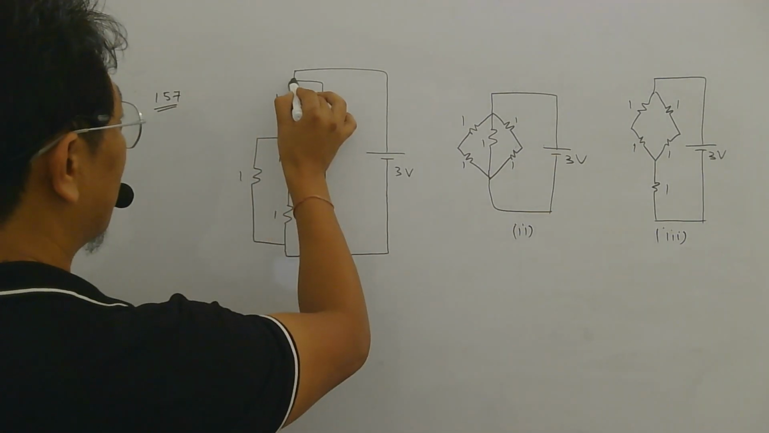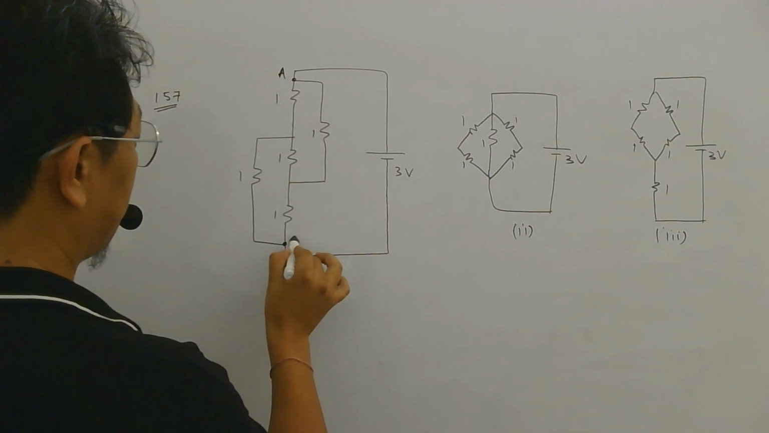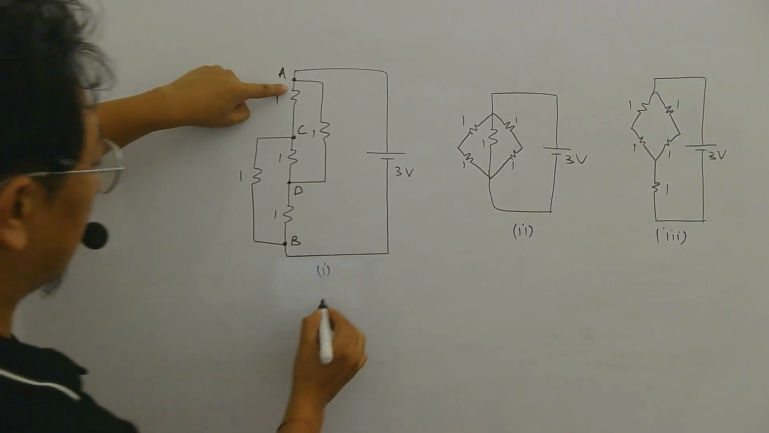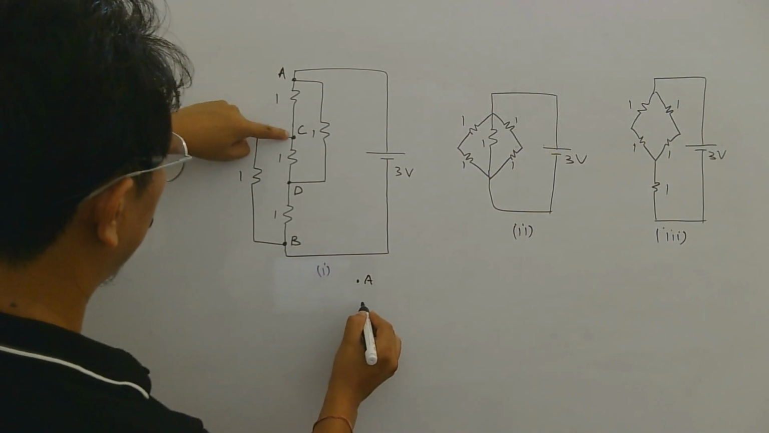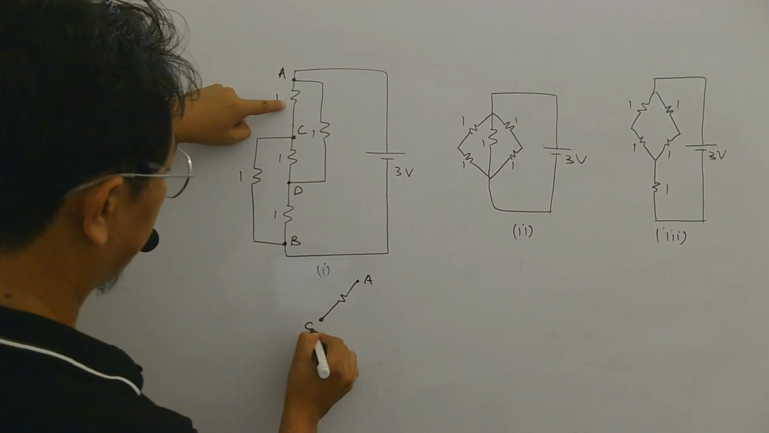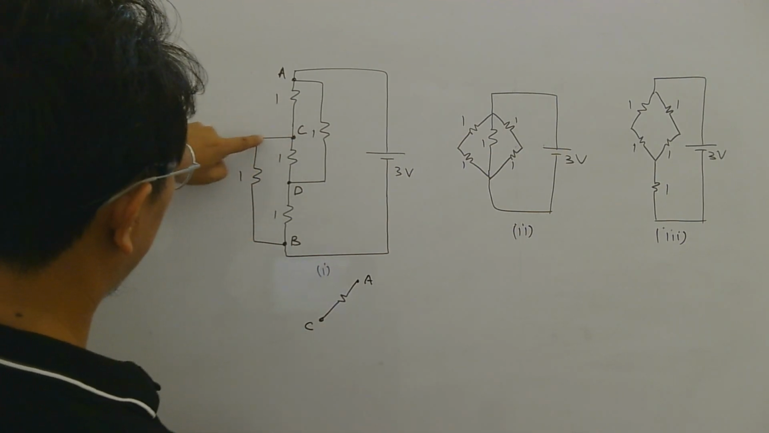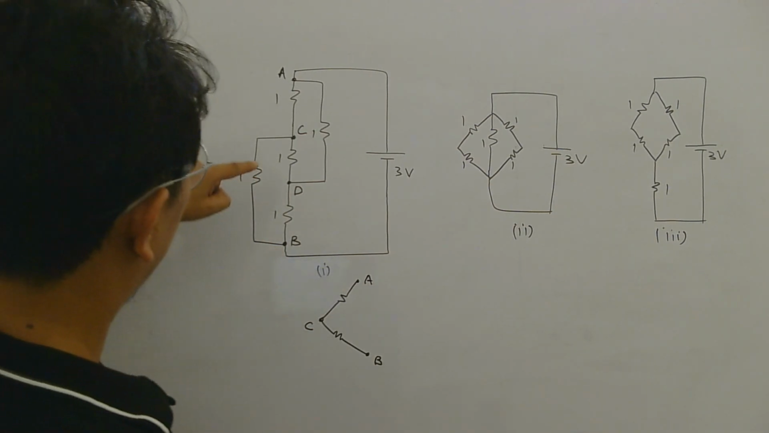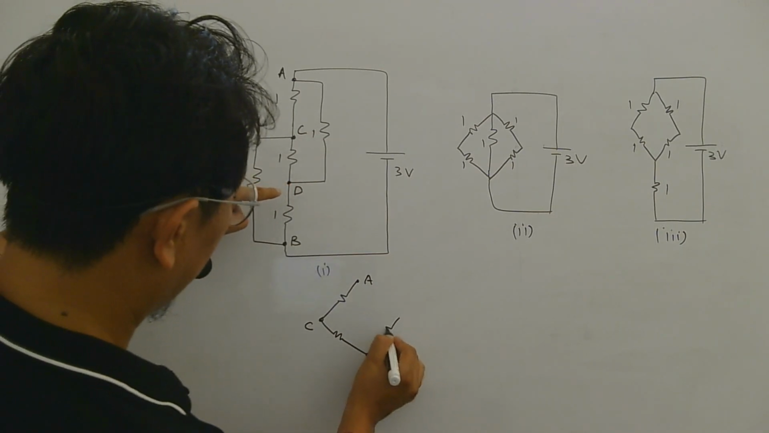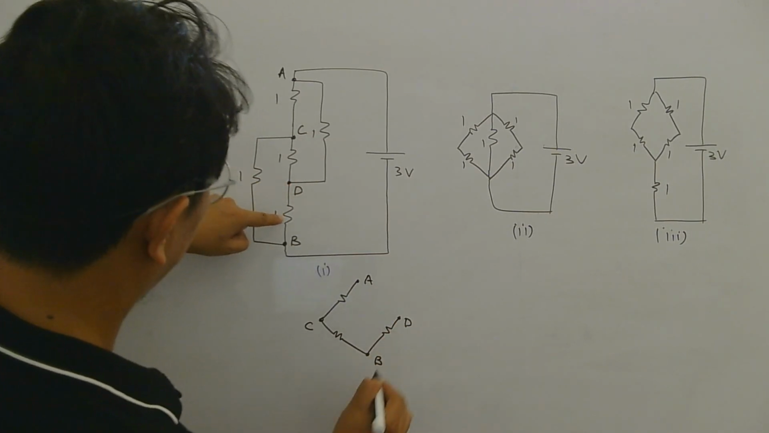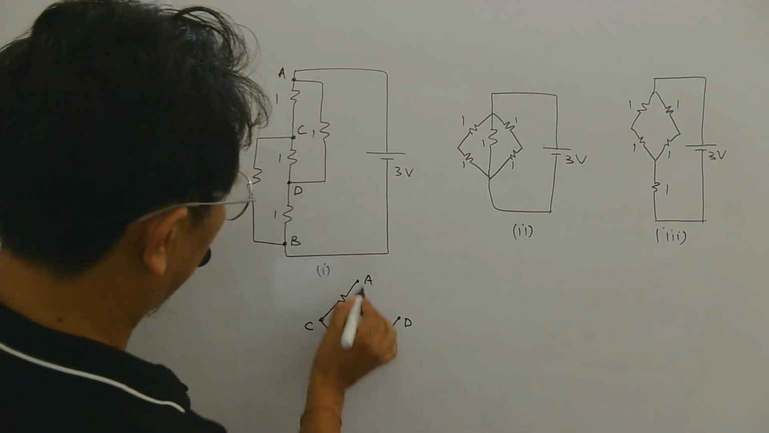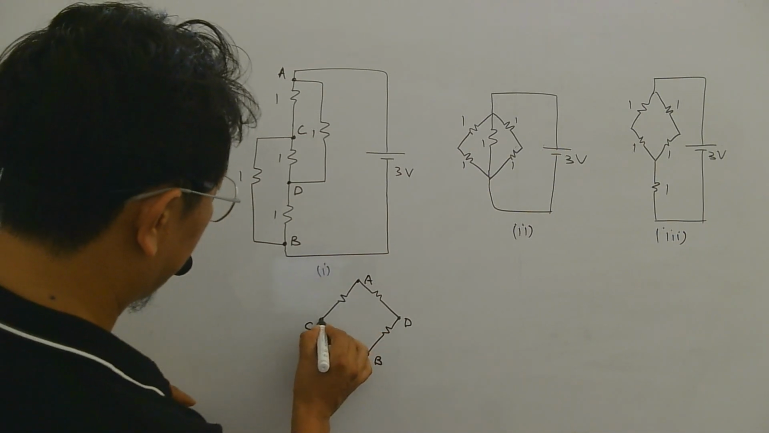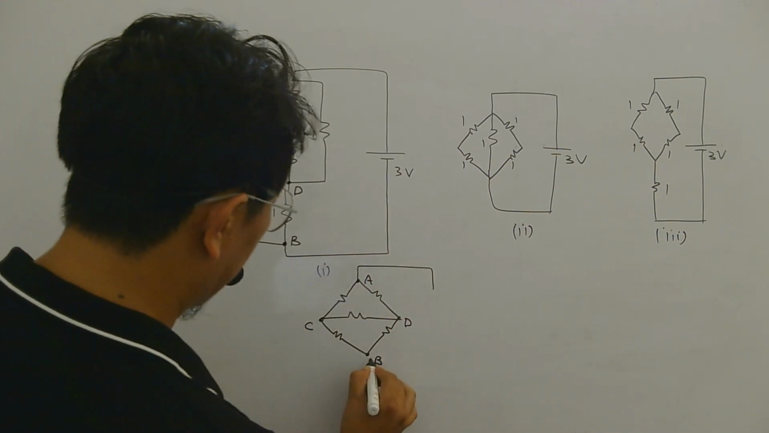Let me call this point as A, this is B, this is C, and this is D. So look carefully now. Between A and C there is this resistance, and between C and B there is this resistance. Then between B and D there is this resistance, and between D and A there is this resistance, and this 1 ohm is between C and D, and the battery is connected here.